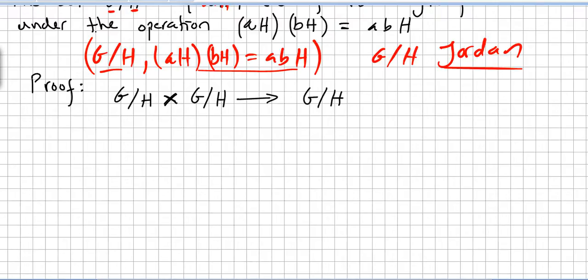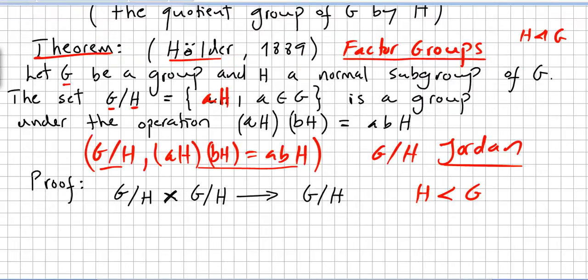Do not forget we will be using the fact that H is a subgroup of G. Okay. No, sorry. We are using more than that, right? We are using the fact, so the theorem says let G be a group and H a normal subgroup of G. Okay, so we are going to prove that the set under this operation is a group. Okay, so by hypothesis H is a subgroup of G.